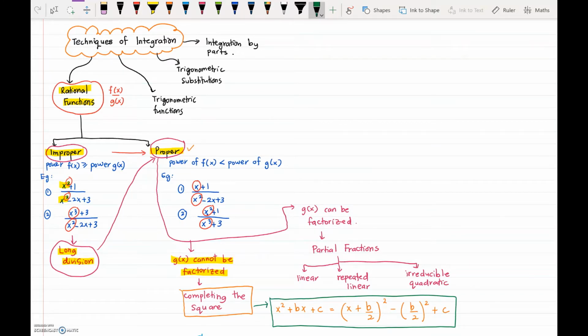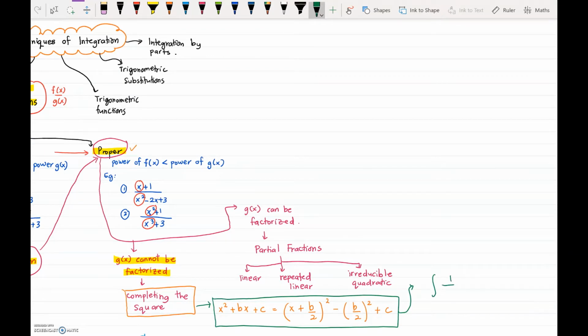Remember why we have to use completing the square? Yes, because we want to use the integration formulas that involve tangent inverse and sine inverse. The first one is the integration of 1 over (a squared plus x squared) dx equals 1 over a tangent inverse (x over a) plus c. And the second one is the integration of 1 over the square root of (a squared minus x squared) dx equals sine inverse (x over a) plus c.